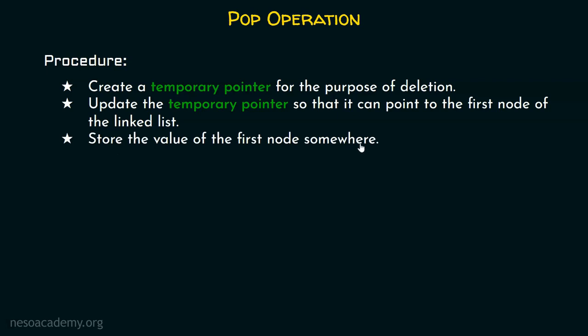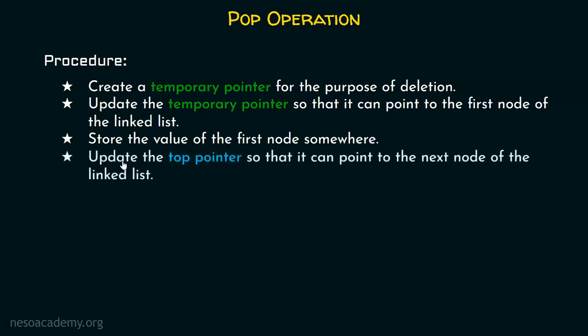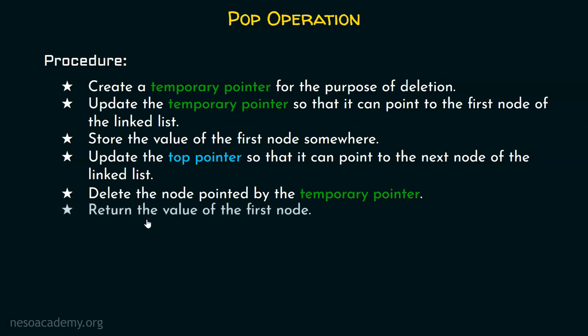Before deletion, we must store the value of the first node somewhere. It is important because pop function will not only delete the node but will also return the topmost element to the caller, right? After this, we must update the top pointer so that it can point to the next node of the linked list. It is important that our top pointer must point to the next node of the linked list. After this, we are free to delete the first node, right? Delete the node pointed by the temporary pointer and finally return the value of the first node. This is the complete pop operation procedure, right?